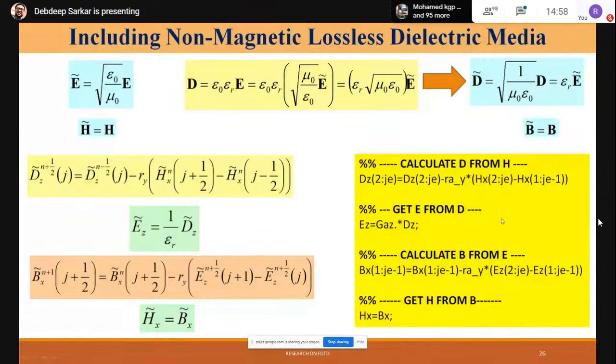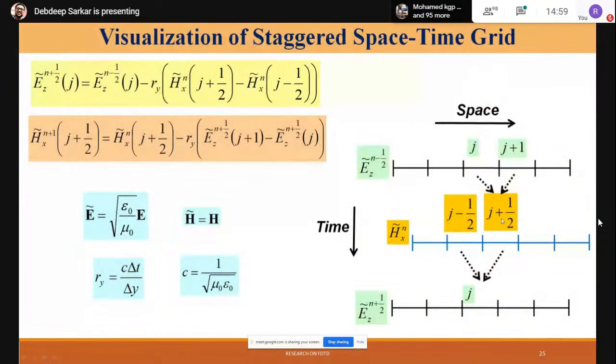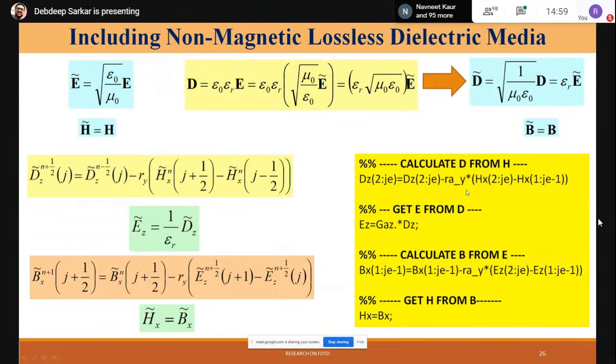After this differencing, we use the previous information about the Ez, which is basically dz over there. We add it up with the values at the locations where it was, from 2 to JE, and here also 2 to JE. We do this kind of operation to get the calculation of D from H. Next, we calculate E from D. This is just a proportional relation, which is 1 upon epsilon R.